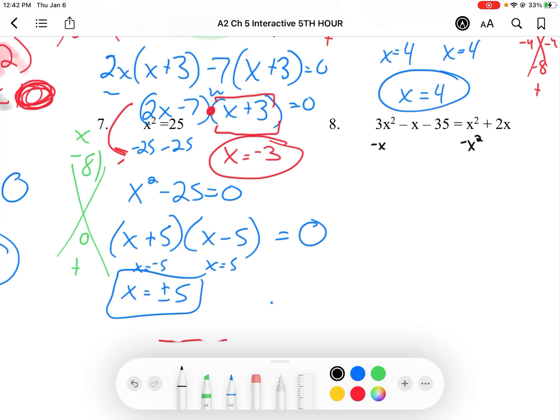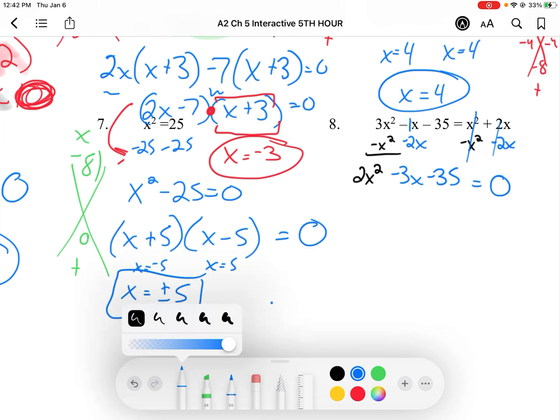Gotta set it equal to 0. Sometimes we don't just use numbers. Oh, lordy, we're in Algebra 2, so sometimes we use variables. Minus 2x, minus 2x. See, we've got to set it equal to 0. I'm just careful here, negative 1x minus 2x is negative 3x. Bring down the minus 35.